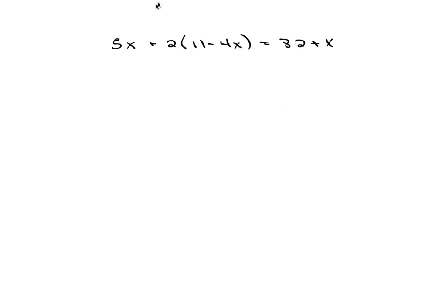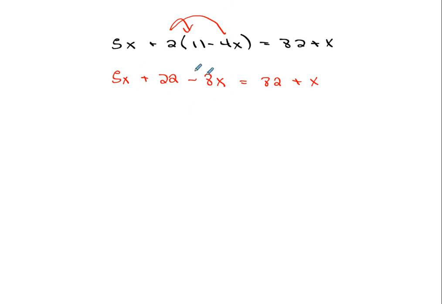Alright, 5x. Nothing I need to do with that 5x. Bring it down. 2 times the quantity of. Let's get rid of that 2 times the quantity of and get individual terms. 2 times 11, everybody? 22. 2 times negative 4x is negative 8x. Alright, watch your signs. Equals 82 plus x.